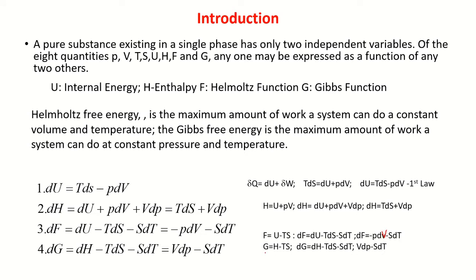Similarly, by the definition of the Gibbs function, G is equal to H minus TS. If I differentiate this, I'll get dG is equal to dH minus TdS minus SdT. So dH minus TdS I can replace by VdP, and this minus SdT. So that's how you get these relationships. You are already aware of these relationships.